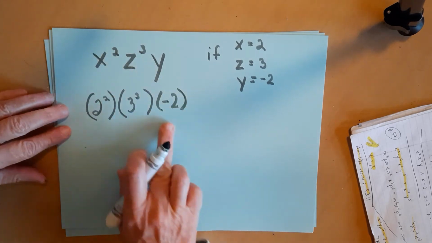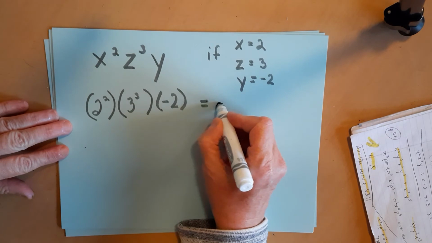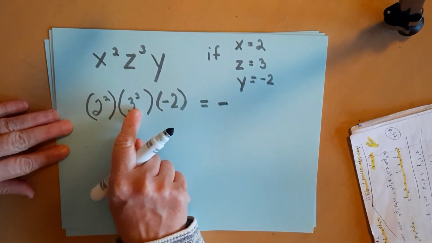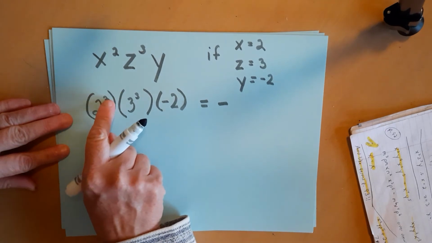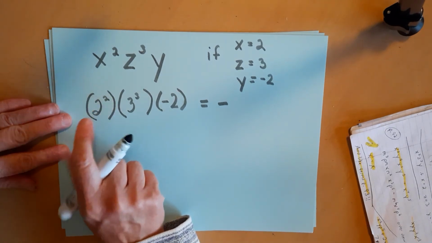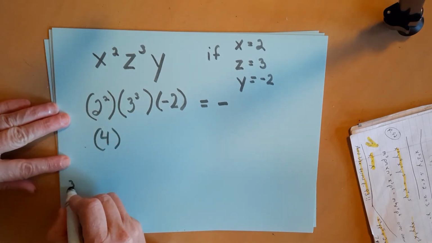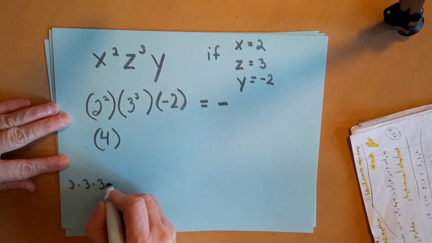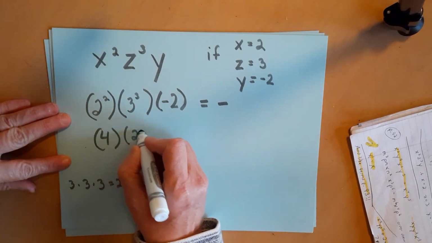So now we simply just need to multiply these all together. We know that our answer is going to be a negative number because we have a positive times a negative, which will equal a negative. 2 times 2. 2 times itself is 4. 3 times 3 times 3 is 27. So that's the next number in our series.